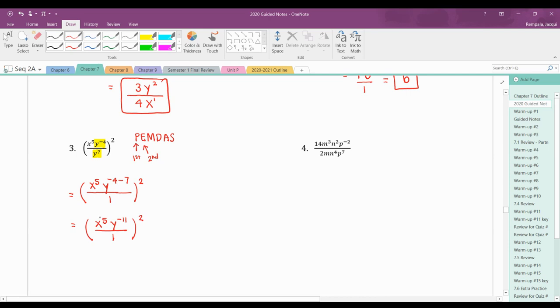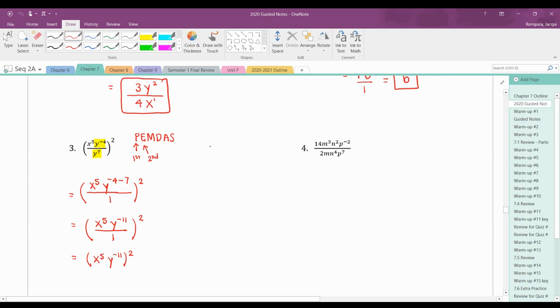Okay. Now that I have no more bases the same, we can technically drop that denominator. I have an x to the fifth, a y to the negative 11th, and that's being squared. So I took care of parentheses. There's no other bases that are the same in the parentheses. So now I get to move on to the exponents. In this case, we have a power inside and we have a power outside. So this is a power to a power.